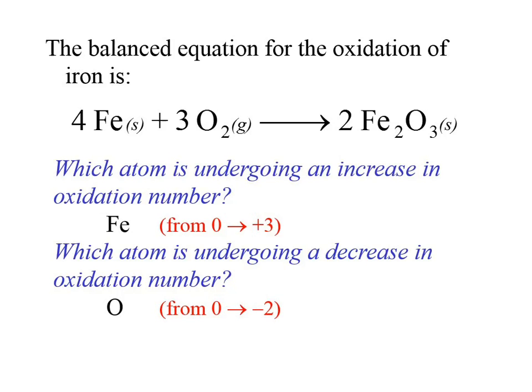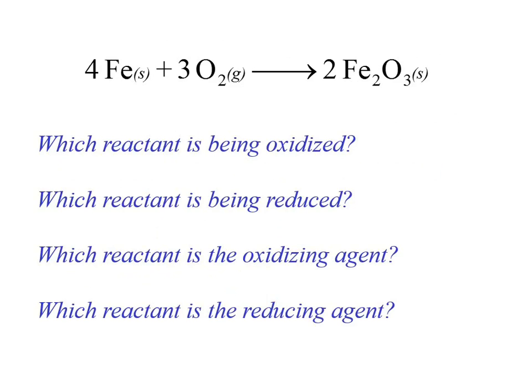Still with this same reaction, what is the reactant being oxidized? The reactant being oxidized is the thing that is holding the atom that's being oxidized, which would still be the FeS. Which reactant is being reduced? That would be the O2. Which reactant is the oxidizing agent? That's the reactant that's being reduced, so that would also be the O2. The reactant that is the reducing agent would be the thing that's being oxidized, that would be the FeS. So that's how you answer that.